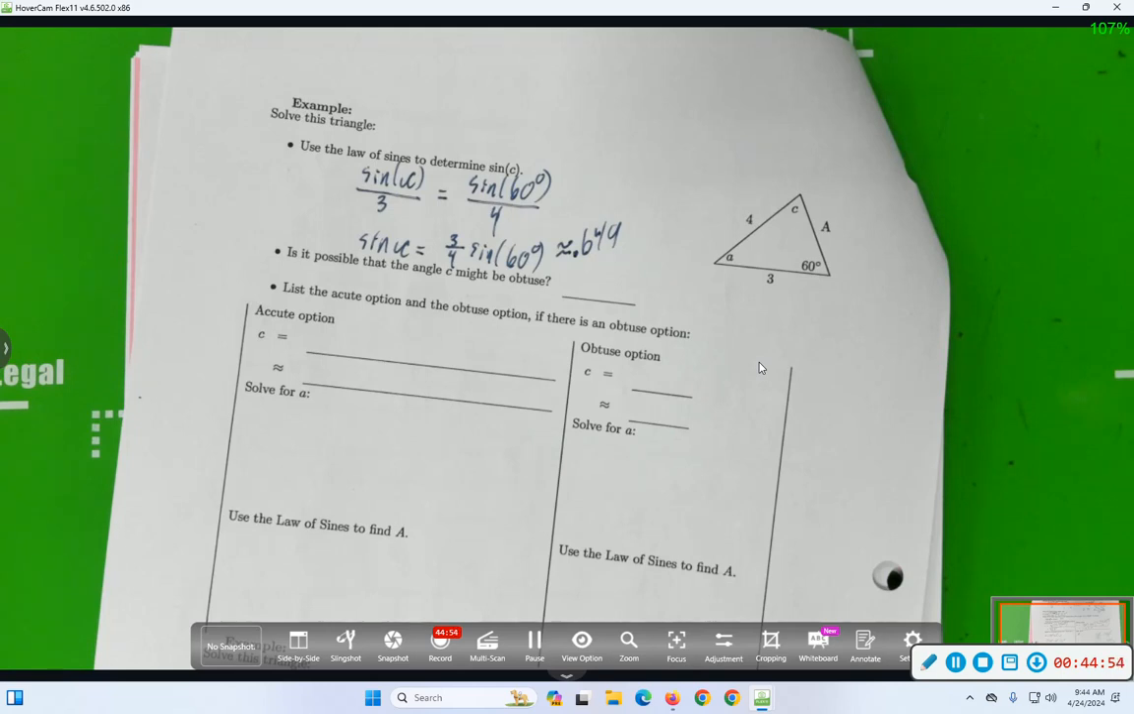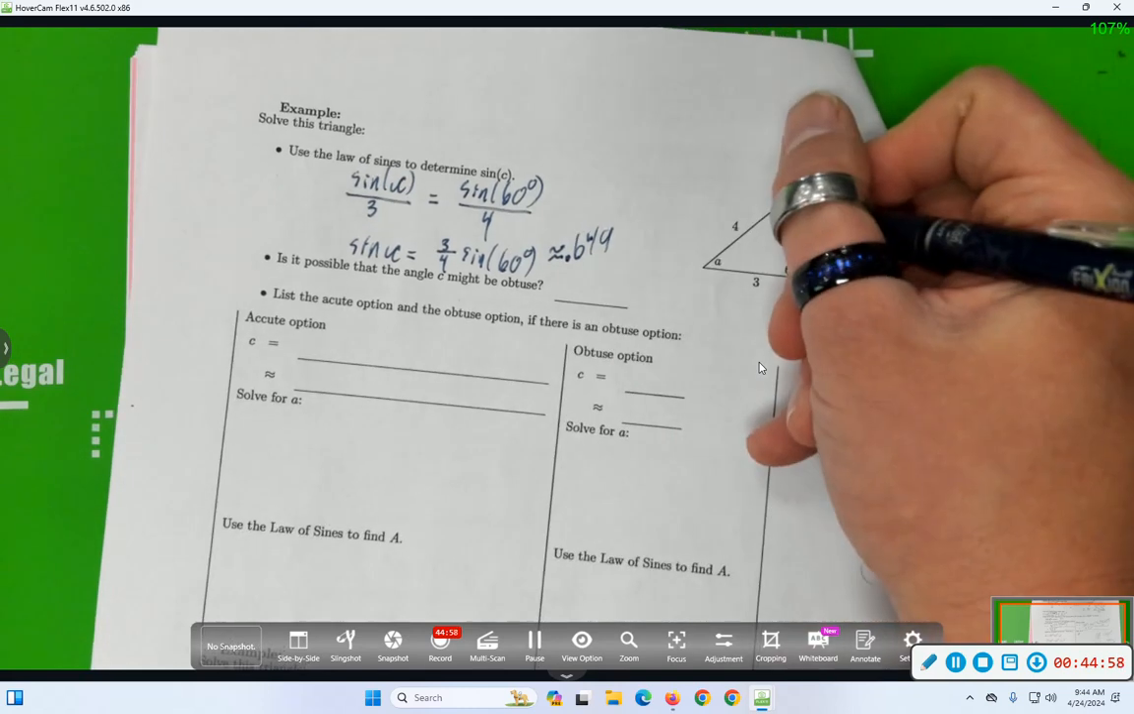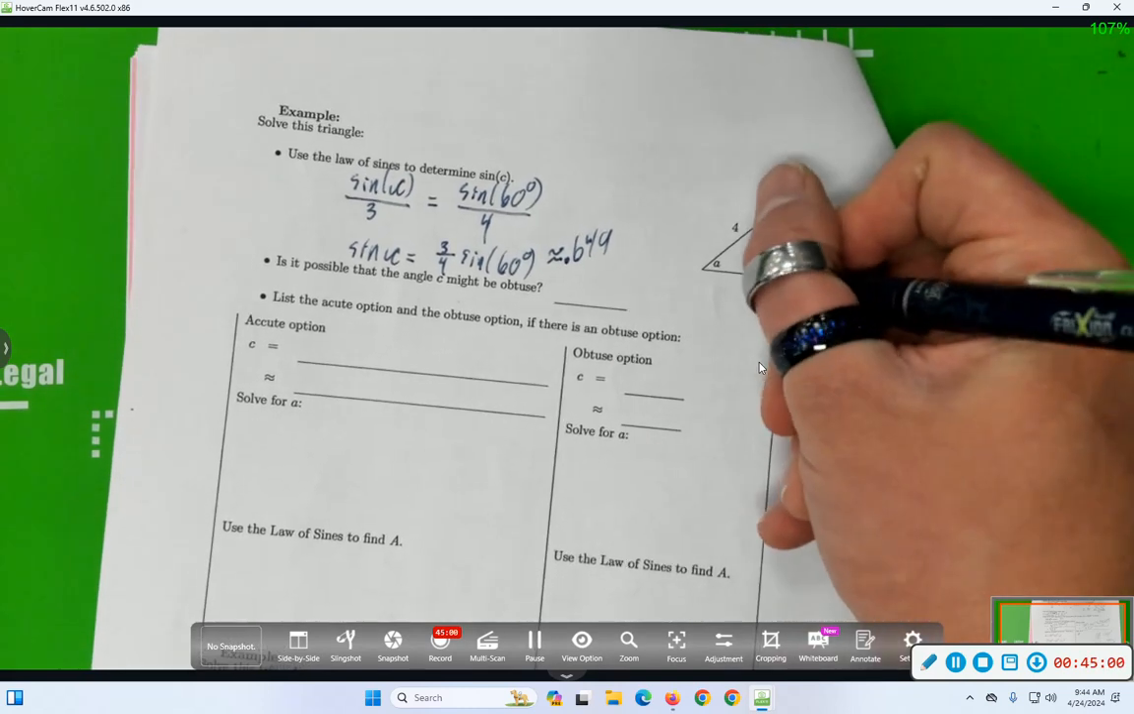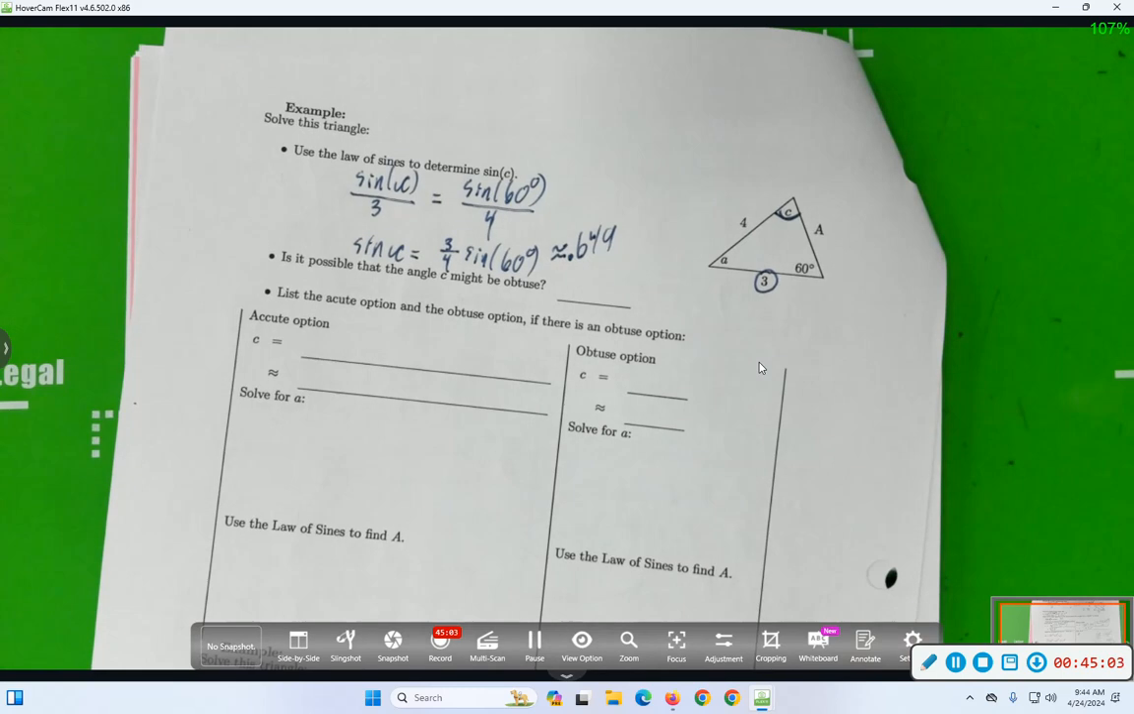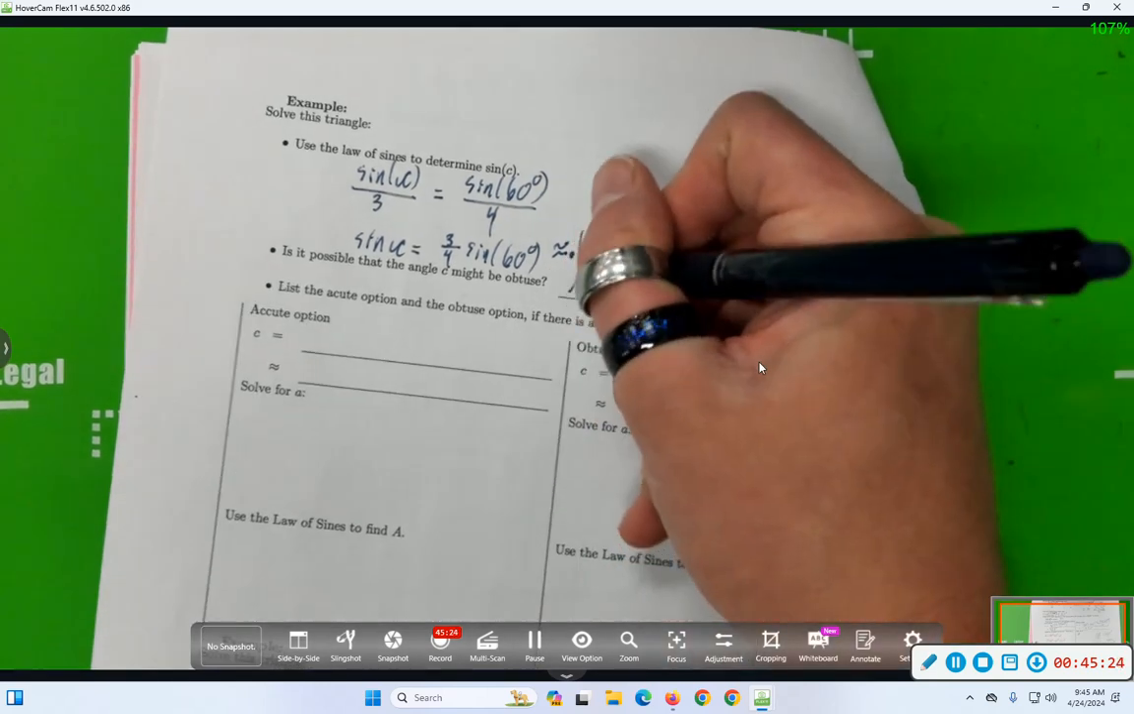Let's ask ourselves, might the angle C in this problem be obtuse? So that's the angle we're trying to find. There's the side opposite. Now remember, if the angle C were obtuse, then the side opposite would have to be the longest side. The side opposite little c, is it even possible for it to be the longest side length? No, there's a longer side length. 3 is less than 4. No.